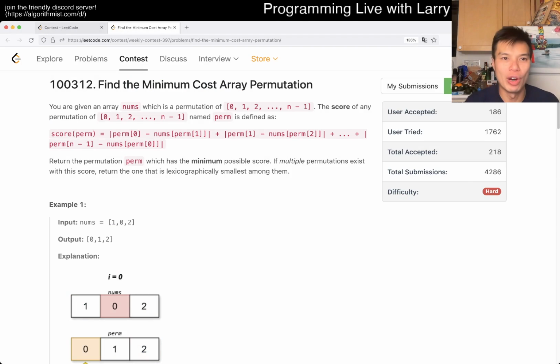This is me going over Q4 of the weekly contest 397. Find the minimum cost array permutation.